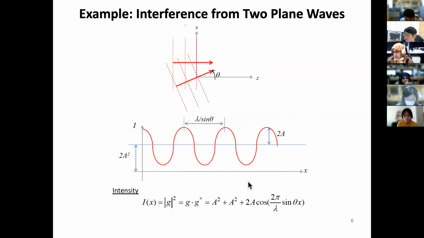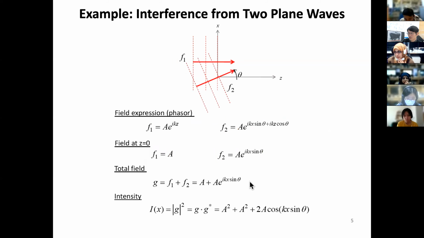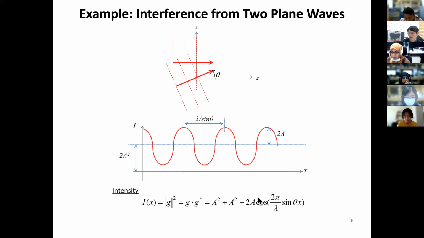Oh, sorry. These are all A squared. I just want to make sure there's no typo. So these are all A squared. Correct that.